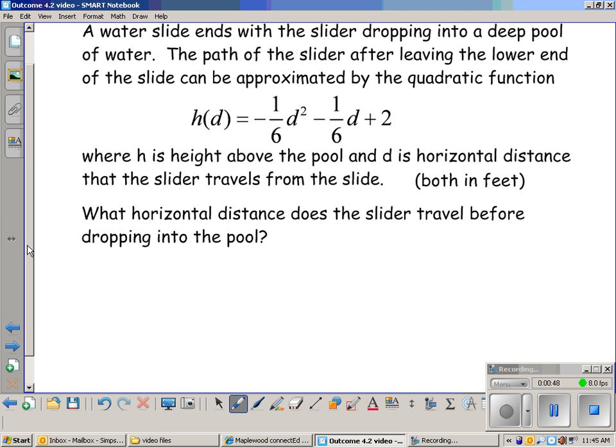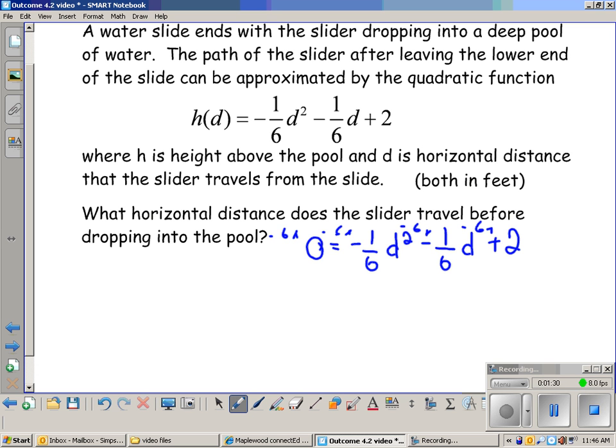So we're looking to solve this equation. Let's rewrite it as an equation instead of a function. We then have 0 equals negative 1/6 d squared minus 1/6 d plus 2. Now with fractions it makes it difficult to solve, so I would suggest that we get rid of our fractions. I can get rid of fractions as long as I multiply everything on both sides of my equal sign by the denominator. So I'm going to multiply each piece by 6. Actually, let's make it negative 6, and then we'll get rid of our negative sign as well.